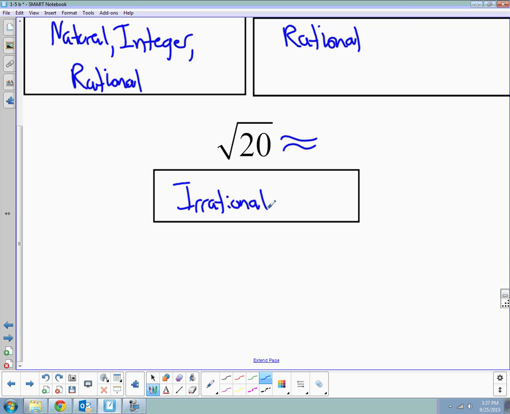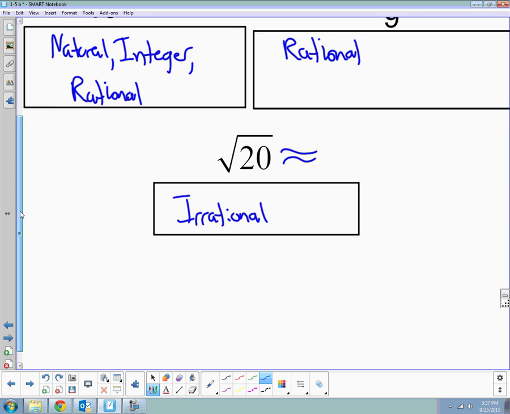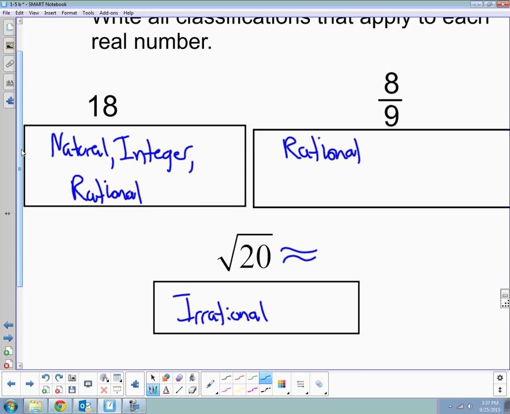So that's how we use these terms to classify numbers. So there should be some examples after this. Go ahead and give these a try, and we'll talk about it in class.